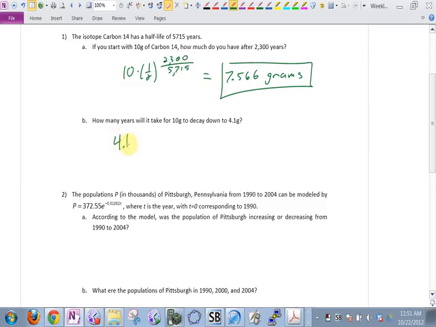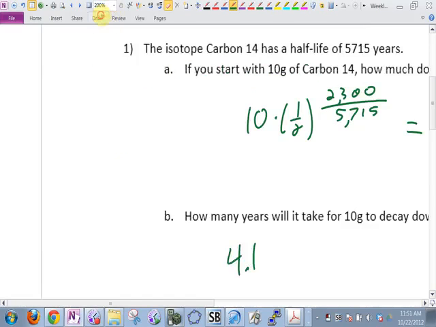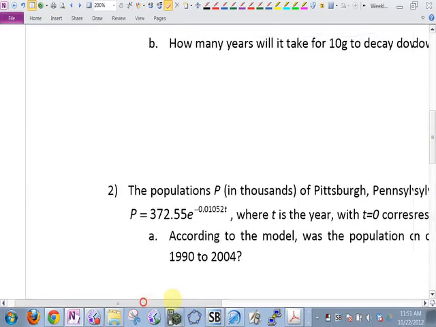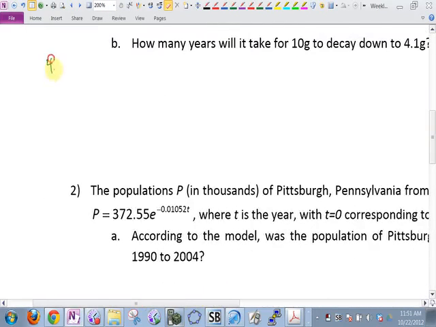So your equation is going to be 4.1. Here, let me zoom in on this. So the equation you're going to create is 4.1 equals 10 times 1/2 to the t over 5,715. The first thing you're going to do is divide both sides by 10. So 4.1 tenths equals 1/2 to the t over 5,715.